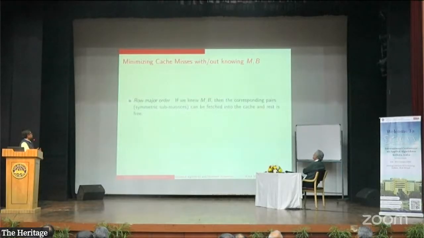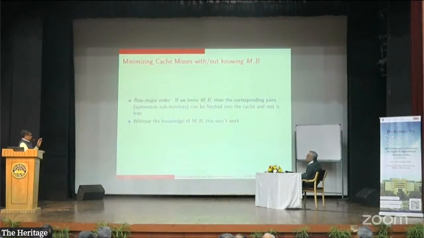So the gist of the story is that because of the way the elements are laid out in the memory, you are going to incur difficulty in designing an efficient algorithm for something as simple as transpose. And secondly, if I tell you that I don't even tell you about the parameter M and B. So number of elements I know.